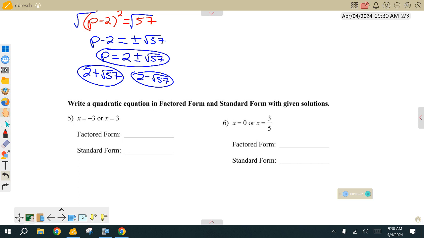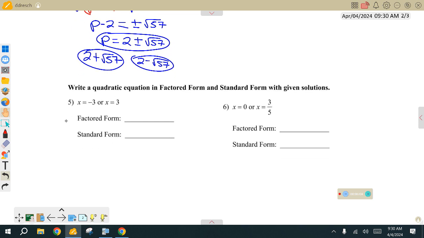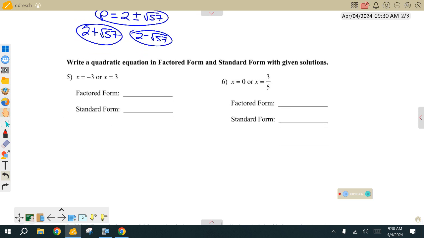I want it in, first off, factored form. What's that going to look like if I have something that has those two solutions that is in factored form? So if I have an x equals -3 and an x equals 3, what's that going to look like? In factored form. What does factored form look like? Something something equals what? 0. That's factored form. Okay, that's what we've been focusing in on most of the second semester.